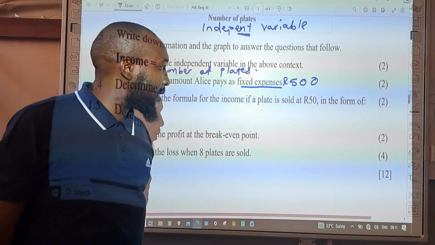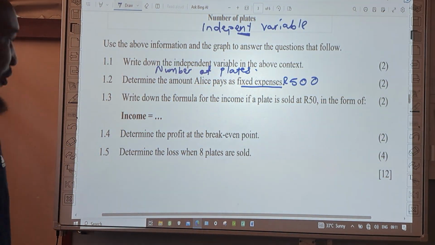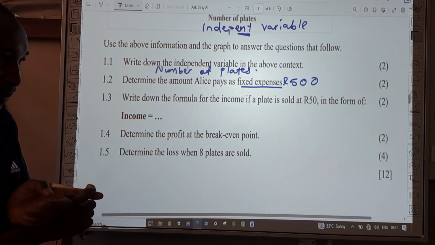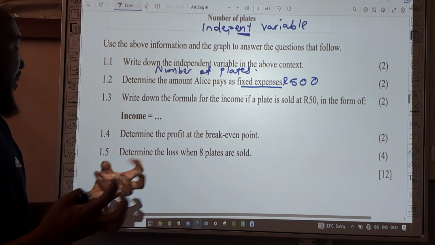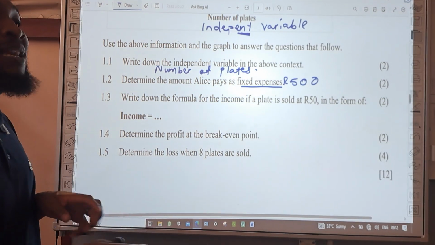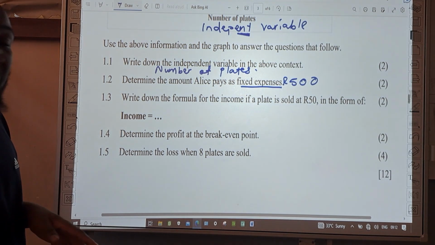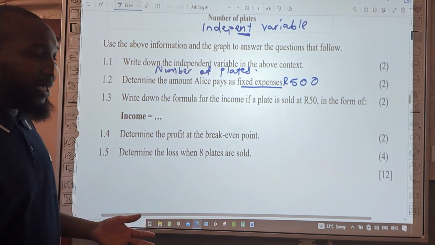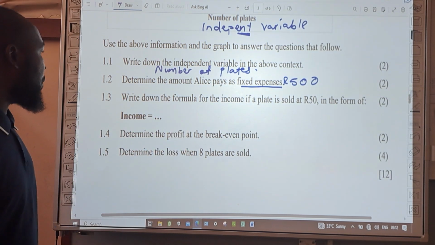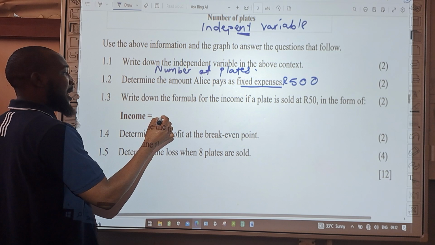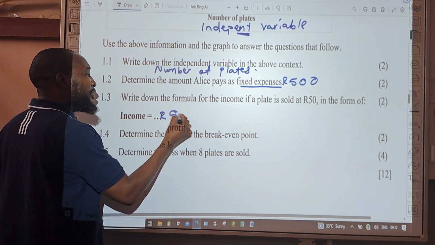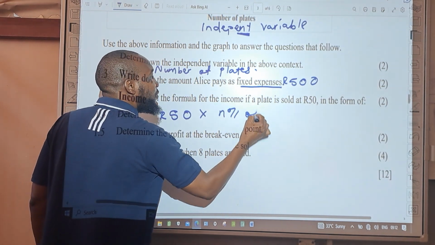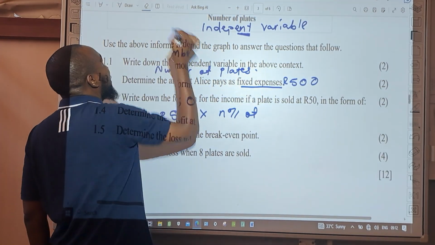If a plate is sold at 50 rands, so income equals to, so if your plate costs 50 rand, the income that you are going to earn depends on how many plates you sell. If you are going to sell one plate, you make 50 rand. If you sell 2 plates, 100 rands, 3 plates, 150, and so forth. So in this case, we would agree that our formula has to be 50 rand multiplied by the number of plates. And let me just write this in full.